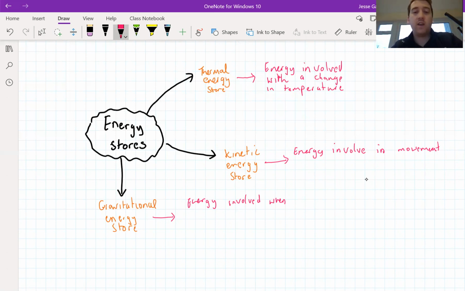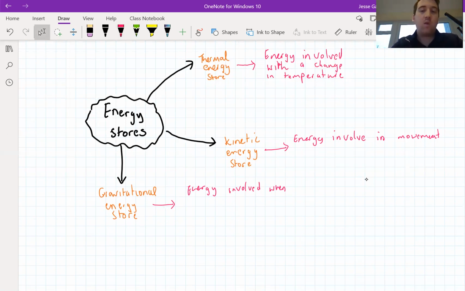Gravitational energy store is energy involved when, well, what happened to the book? Think about what happened to the book in the example. If you didn't think about that, pause the video and think about the book. Okay, so it should be energy involved when an object is lifted. Well done if you said that. If not, you need to fix it now.